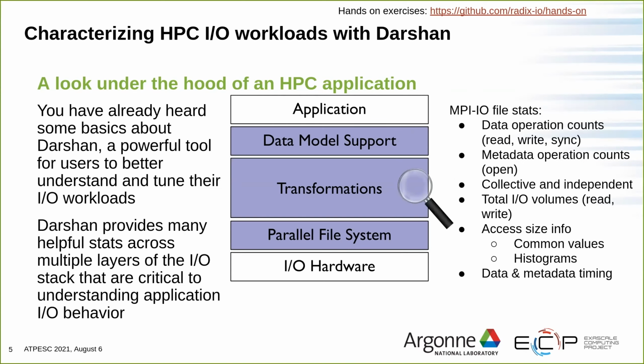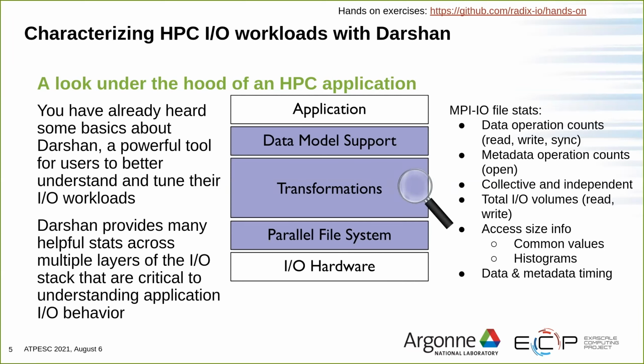In the MPIO layer, there's more operation counts, obviously. So read, write, and sync are the big ones for data. For metadata, it's mostly just open. We capture whether users are using collective or independent operations. Again, there's two different classes of IO operations in MPIO, and we're just trying to capture, for each file, which types of operations are being used.